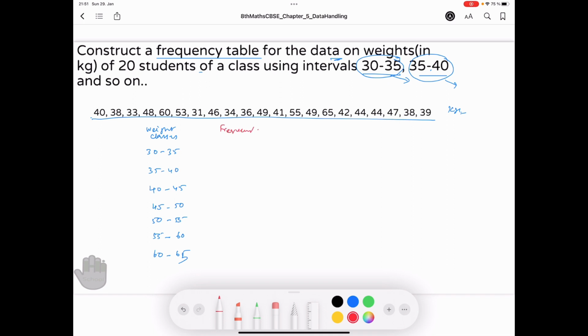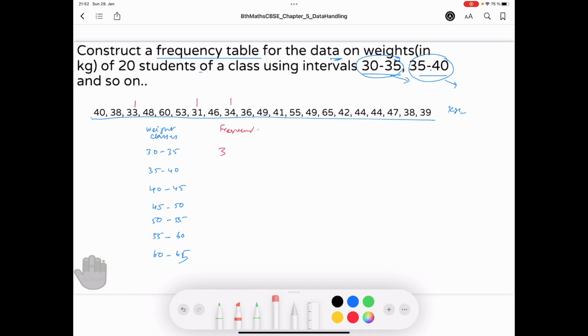Okay, so 30 to 35, let's find out. What is in between 30 kg and 35 kg? 33 comes in between, 31 comes in between, 34 comes in between. Anything else? No. 36 is out of 35, so it does not come. 38 and 39 are also out, so there is nothing else. So how many students are there in the weight range of 30 kg to 35 kg? 3.